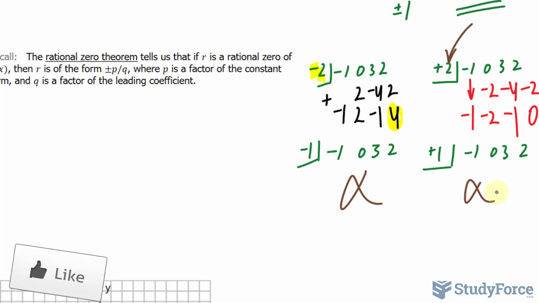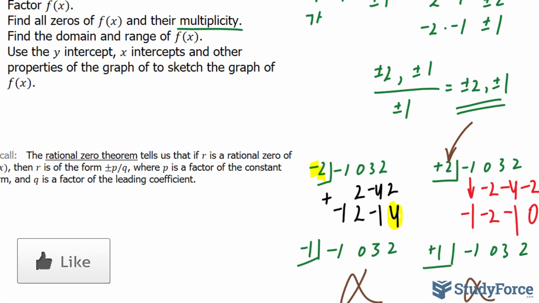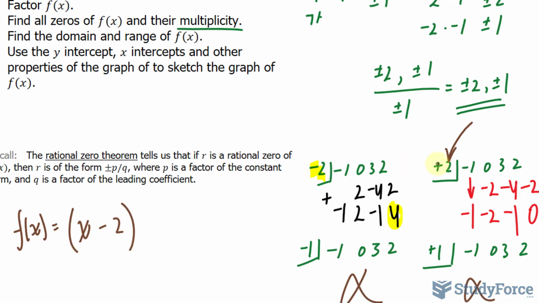So what do we do with this positive 2? Well, the way you write this is you write it as a factor. So f of x is now equal to x minus 2. You're placing this into, let's say, x minus a constant. So if you place a positive number into here, you end up with x minus 2. Just keep that in mind for future reference.